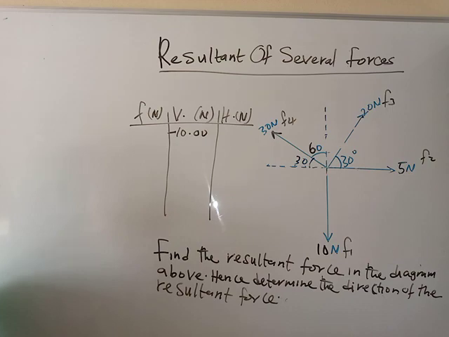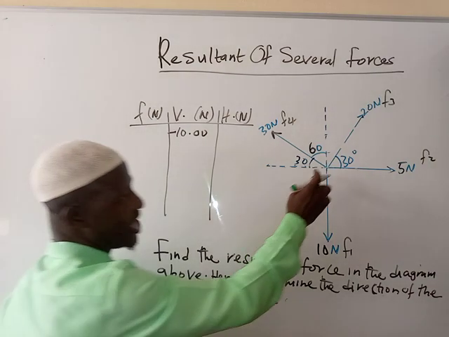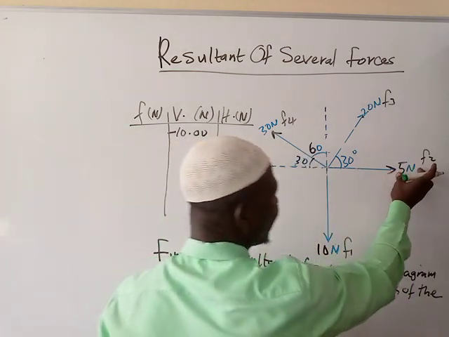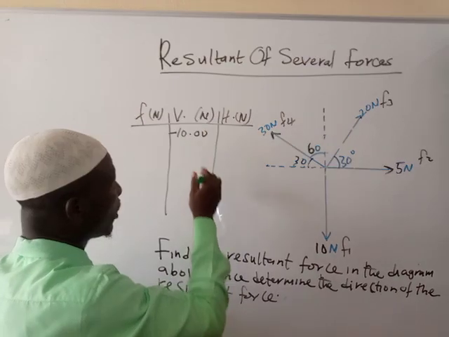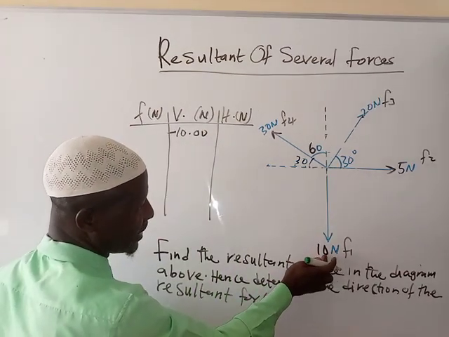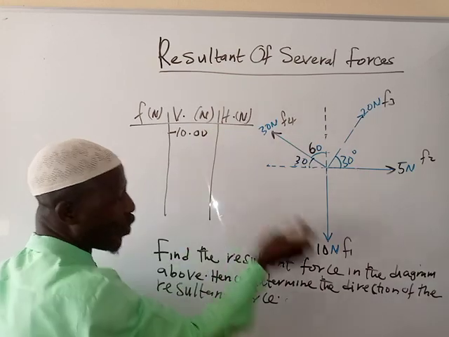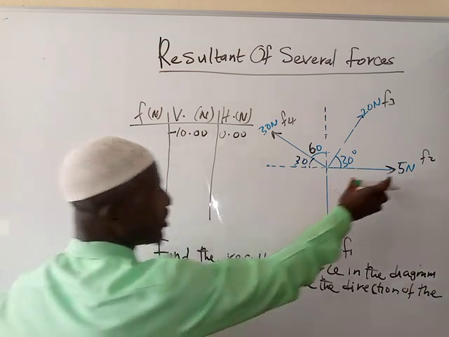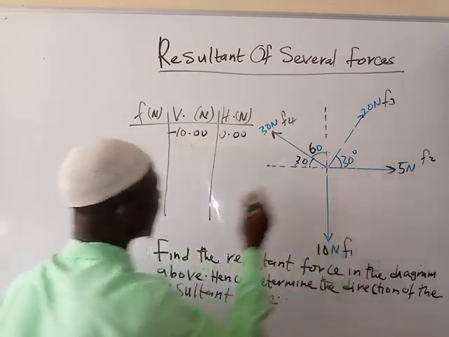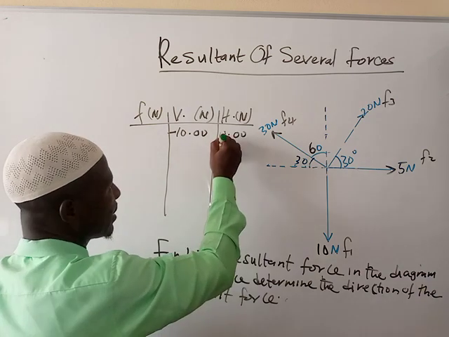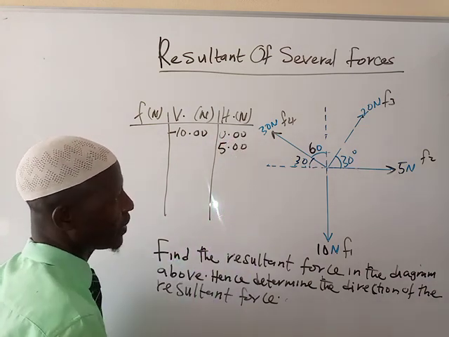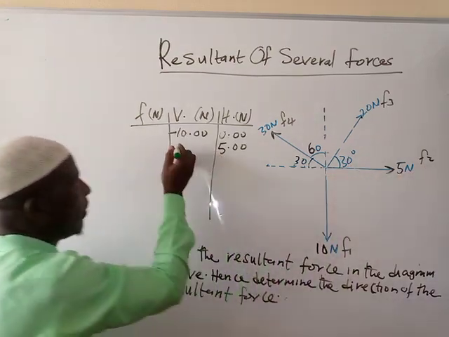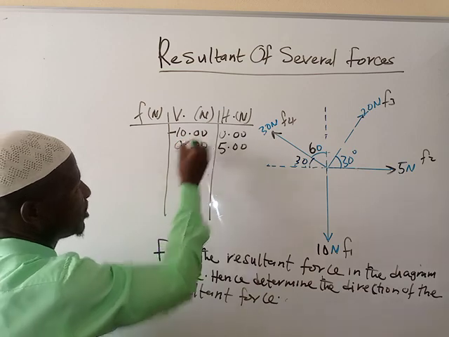10.00. Then let's go to F2. See, the F2 is on horizontal directly. We don't need to resolve it again. So it's 5 Newton and it's positive. Then for this one, which is 10 Newton and it's negative, the horizontal component of this one is 0. Therefore, we are going to write 0.00. Then this one is 5 Newton, which is horizontal. Write it under horizontal component directly, 5.00, and it's positive. Then the vertical component of this one is 0. Come back to this place, write 0.00.